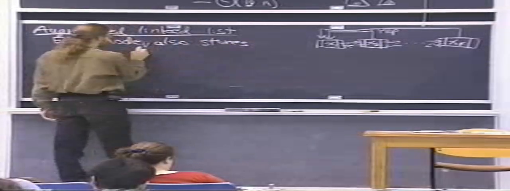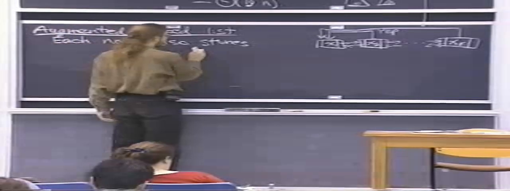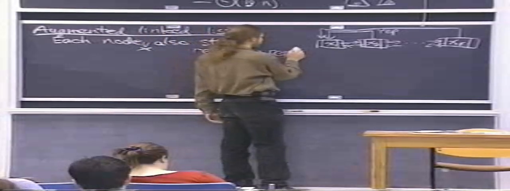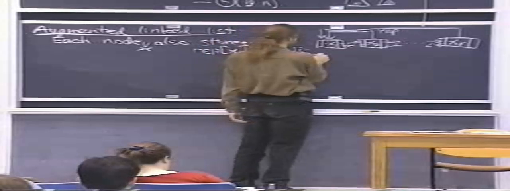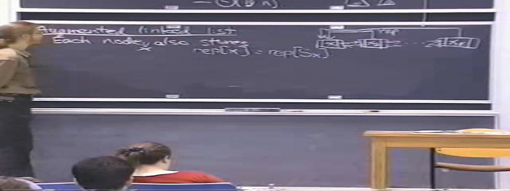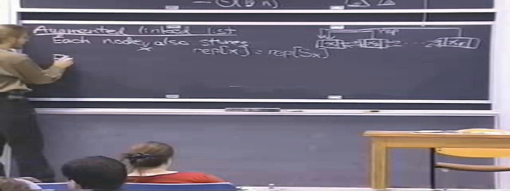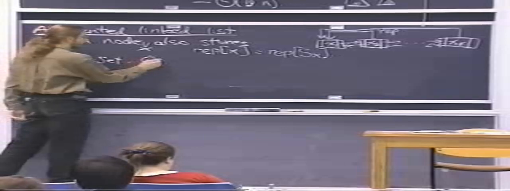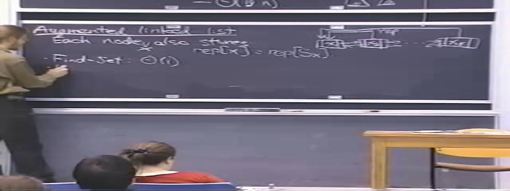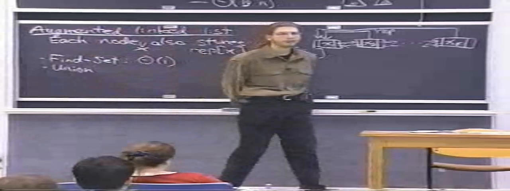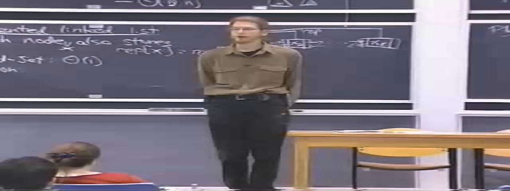So let's call each node x. Then it stores the representative of x, which is the representative of the set containing it, which we called Sx. So that's easy. So find takes constant time now. How long does union take? So what does union do? That's the more interesting thing. Now what do I have to do as a union operator?